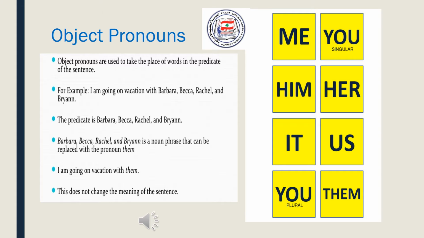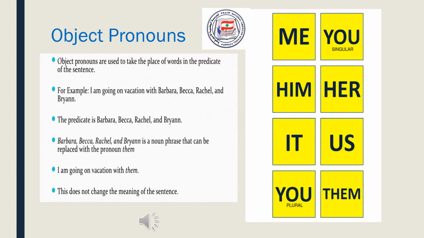Object pronouns are used to take the place of words in the predicate of the sentence. And as we said before, they come after the verb. The chart on the right shows us the object pronouns. They are me, you, him, her, it, us, you, and them. You can be a singular object pronoun when it refers to one person and can be a plural object pronoun when it refers to more than one person.